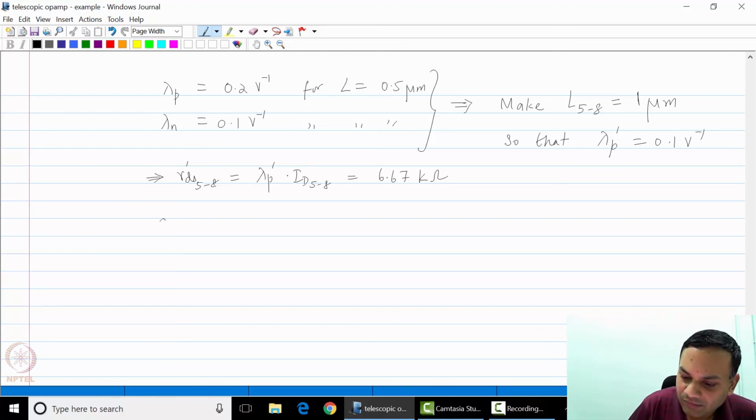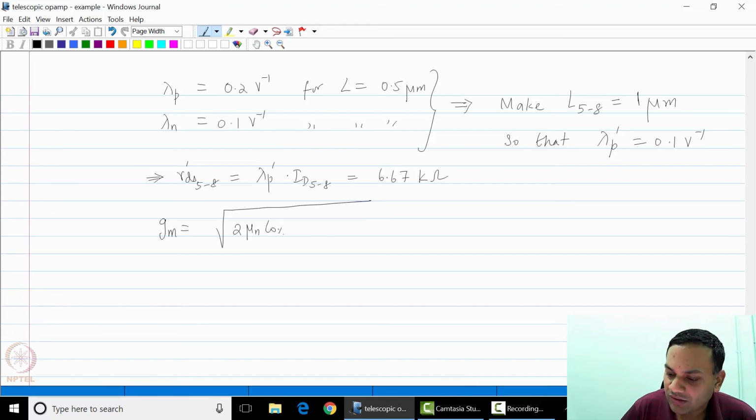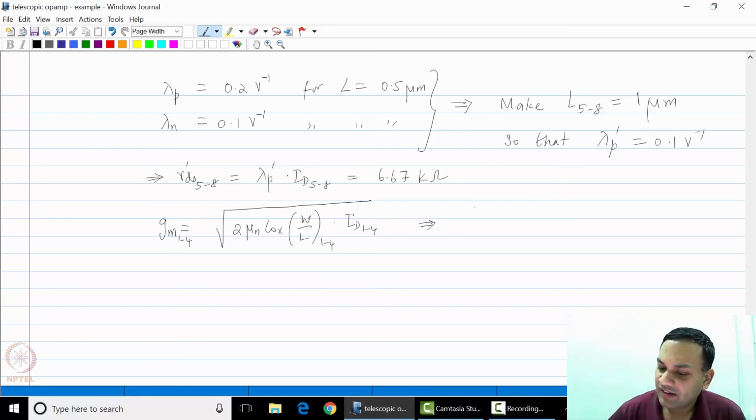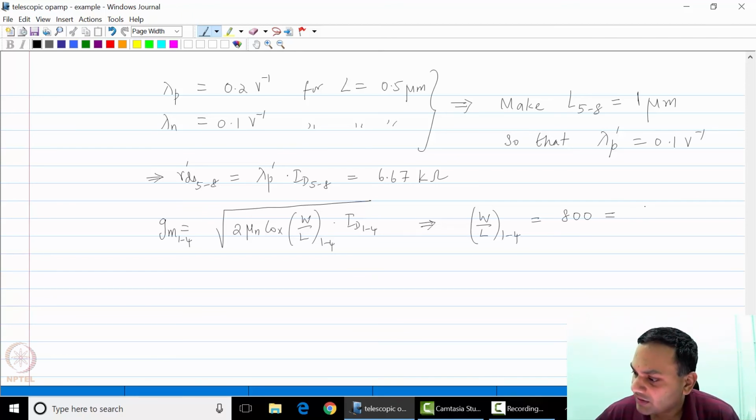So let us do that. We will start from the basic GM equation, 2 mu n C ox W over L times ID 1 to 4, and this tells us that the width to length ratio for transistors 1 to 4 should be equal to 800. So this tells us that they should be 400 micron over 0.5 micron. This is because we had chosen the length of the transistors to be 0.5 microns.